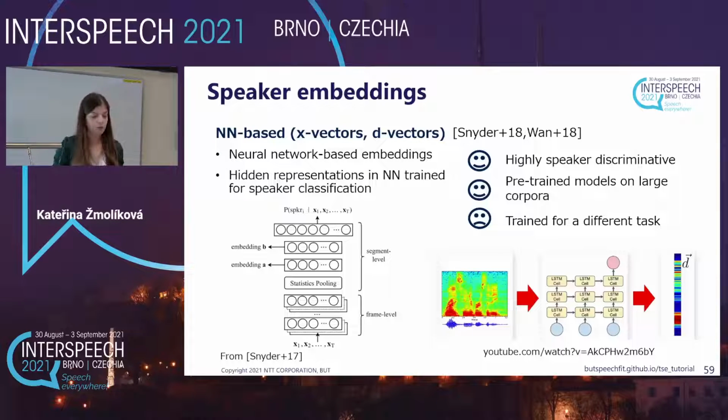The good thing about this type of embedding is that it is very highly speaker discriminative because it is trained for speaker discrimination, and also you can often find pre-trained available models, for example X vectors, which are trained on very large data with many speakers and many different conditions, so the vectors that you get are quite robust. One possible disadvantage is that these embedding extractors are trained for a different task, for speaker classification, while we want to use them for target speech extraction. So they might not be the very optimal representation that we can get for target speech extraction.